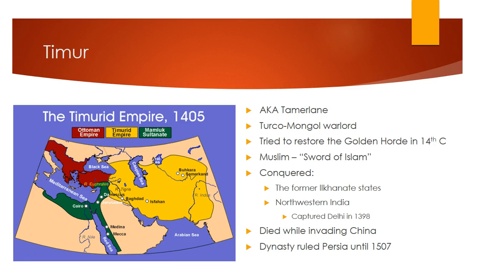He planned to invade China because they had kicked out their Mongol rulers, but on his way to invade China, he died and never actually got into Chinese territory. The dynasty that he founded would rule Persia until 1507. So, you know, Timur makes this dynasty that rules in Persia for a little bit.